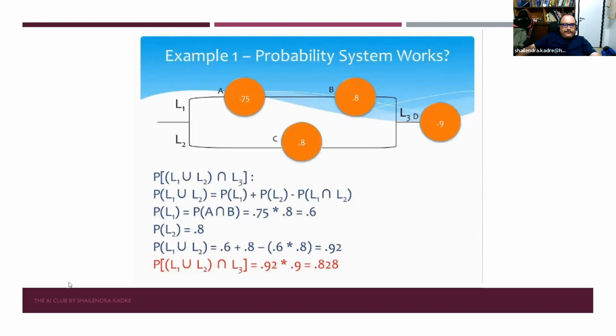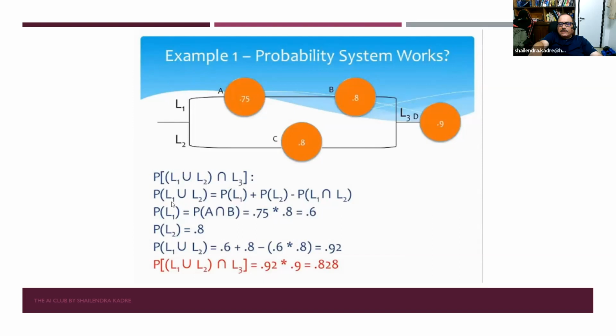See here, L1 union L2. L1 means the upper circuit, A and B both. Why union with L2? Because they are in parallel. L2 means C. So you have to find L1 union L2, and with that the intersection with L3. Why intersection with L3? L3 means part D, and it is in series. So let's see how they have found it.